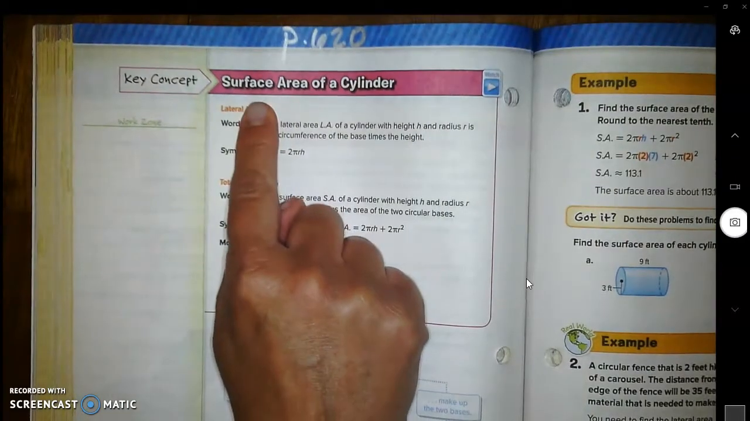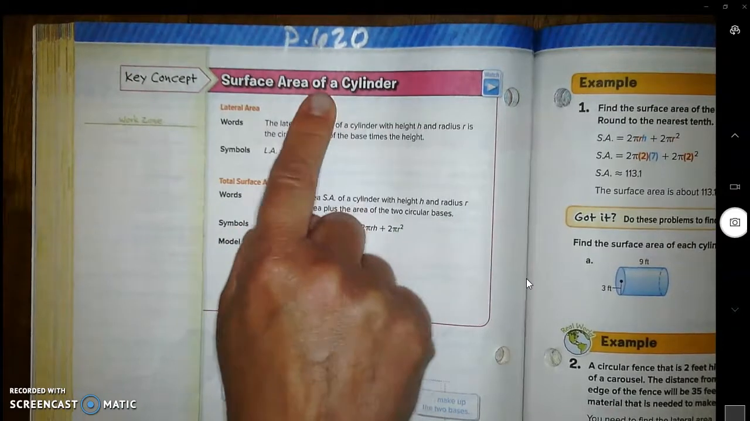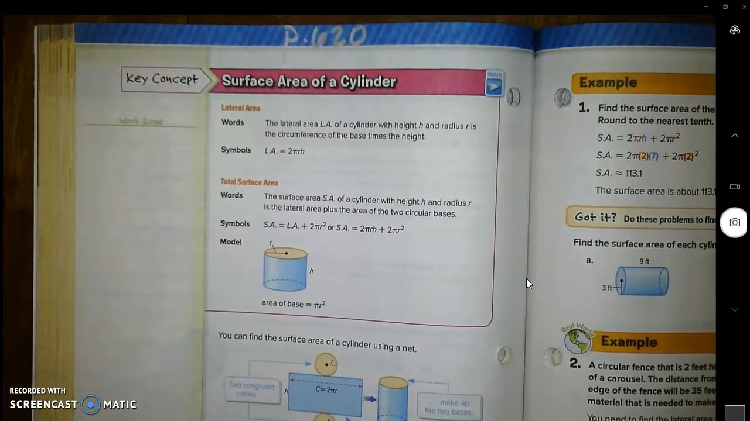Guys, so today we're going to be doing the surface area of a cylinder. So we're on page 620 in your workbooks. Make sure that you follow along.